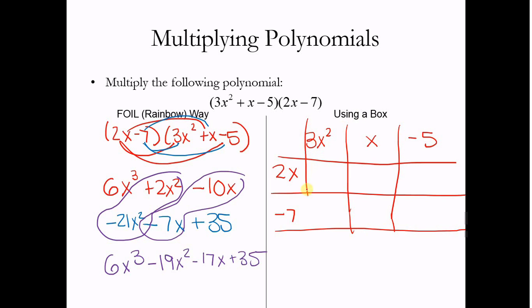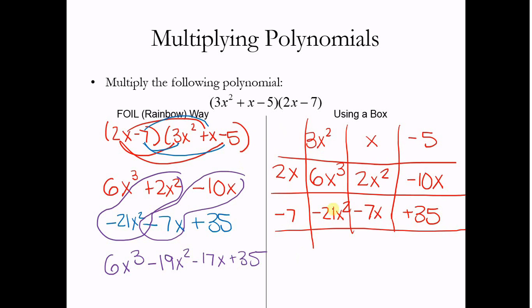Alright, so let's go. 3 times 2, that's 6. x squared times x, x cubed. 2x times x, that's 2x squared. 2x times negative 5, that's negative 10x. 3x squared times negative 7, that's negative 21x squared. Negative 7 times x, negative 7x. And negative 7 times negative 5, that's a positive 35.